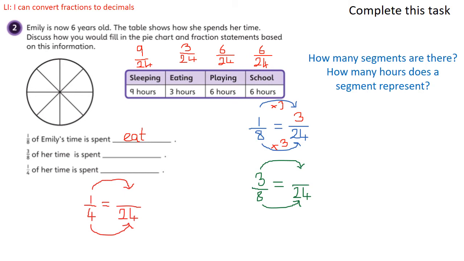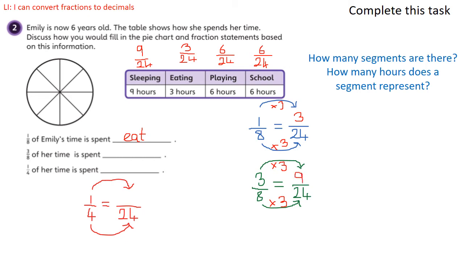What I would like you to do is pause the video and have a go at doing that yourself. And then you can start the video up again and I will show you how to do it. So how did you get on? Let's have a look. So 3/8 converted to 24ths. We already know that if we times 8 by 3, we get to 24. So what we do to the denominator, we do to the numerator. So we're also going to times that by 3. 3 times 3 is 9.